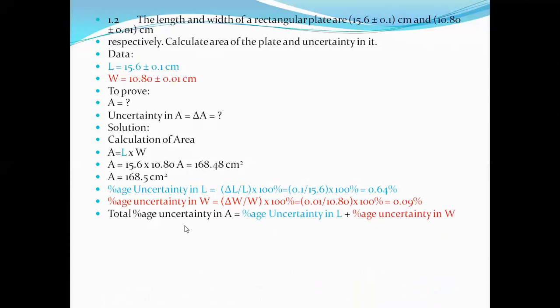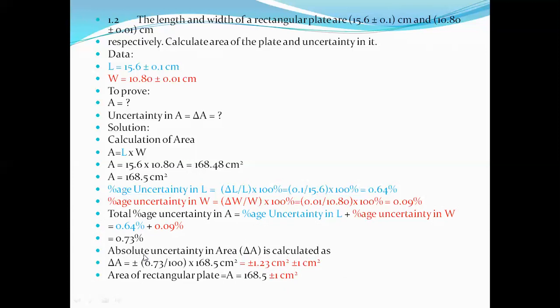For the total percentage uncertainty in area, we add these two uncertainties: percentage uncertainty in the length plus percentage uncertainty in the width. The percentage uncertainty in the case of length was 0.64% plus 0.09%. When we add them up, the total uncertainty in the area is 0.73%.